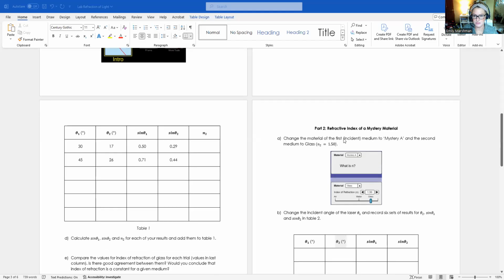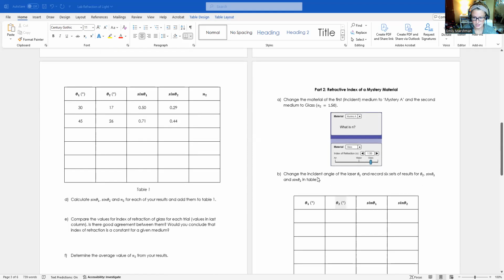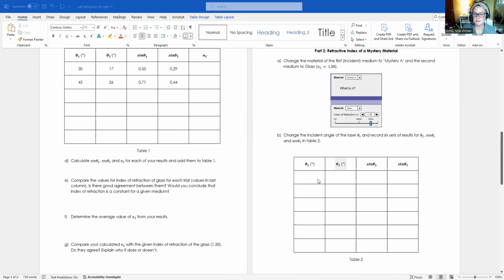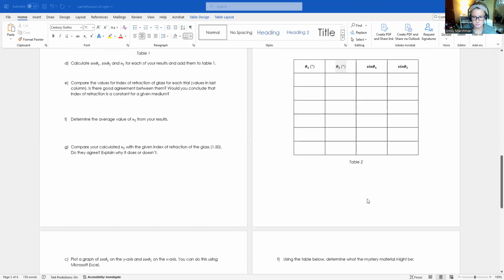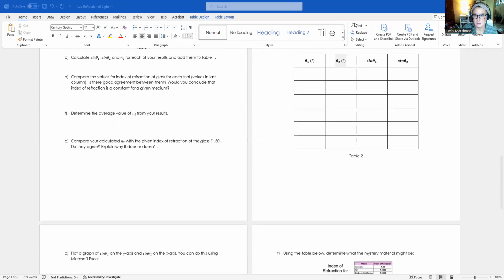In the second part of the lab, you're going to determine the refractive index of a mystery material. So you're going to change the first material to mystery A and the second medium to glass. So that's a known. And you are going to record theta 1 and theta 2 for various angles here. Calculate the sine of both of them in your table. I'm going to pause the video so you don't have to watch me do that.